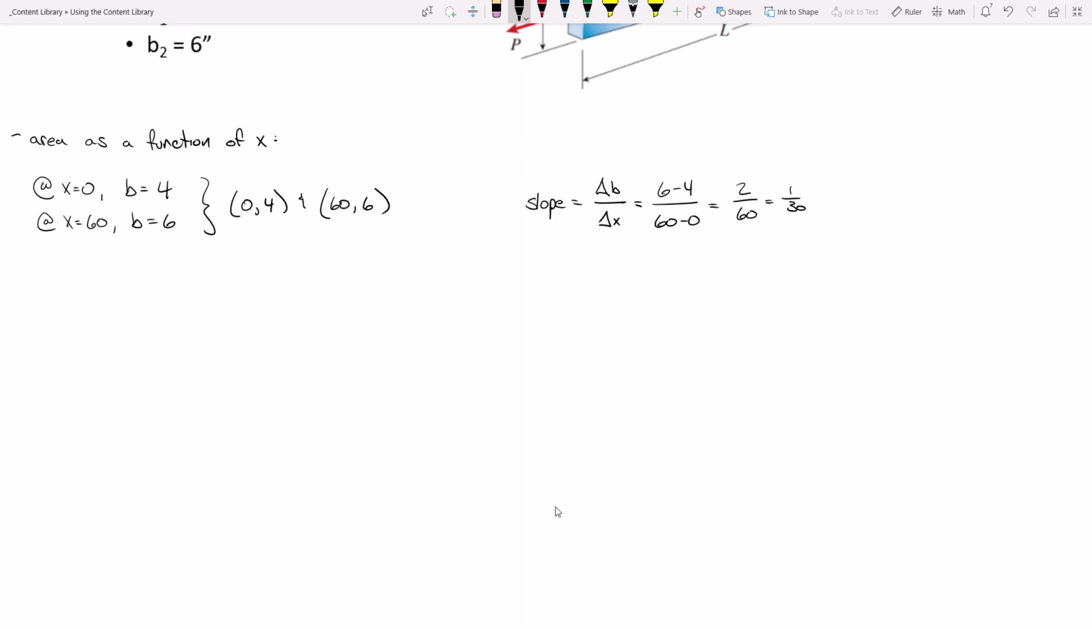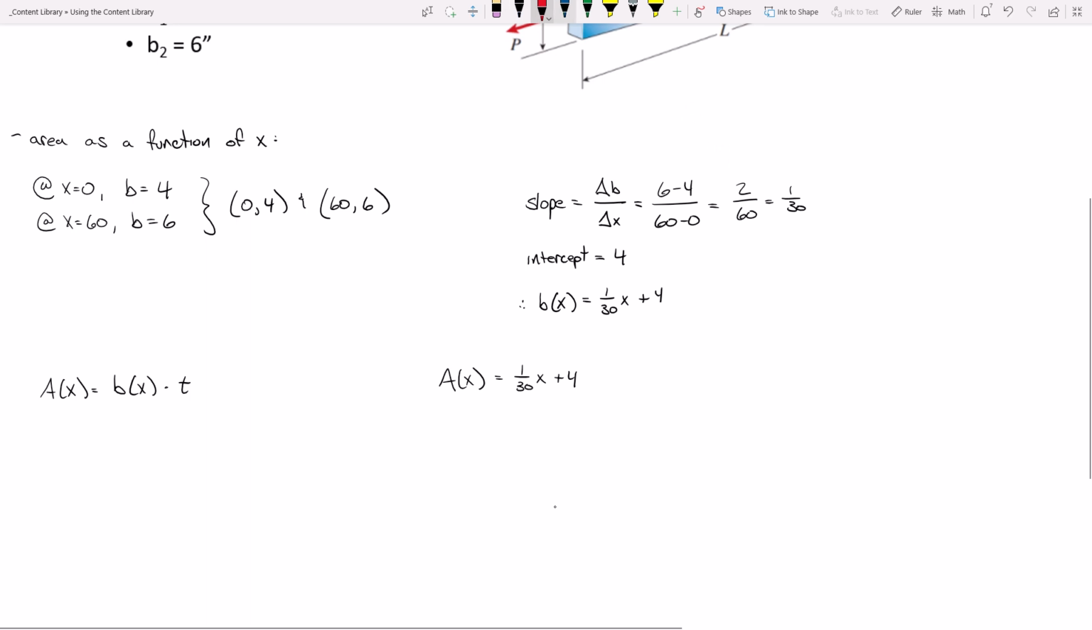right? And the intercept is 4, right? Because at x equals 0, the function equals 4. So would you agree that b of x is 1 over 30 x plus 4? And the area is going to be b of x times the thickness. And since the thickness is 1 inch, is that right? Sounds right to me, doesn't it?